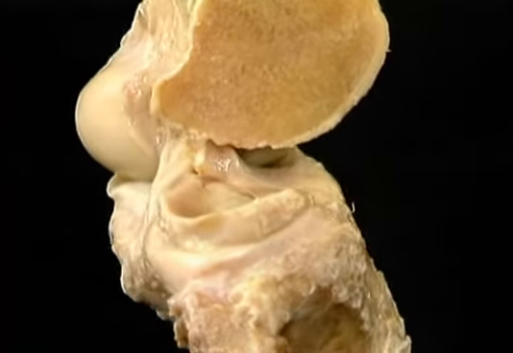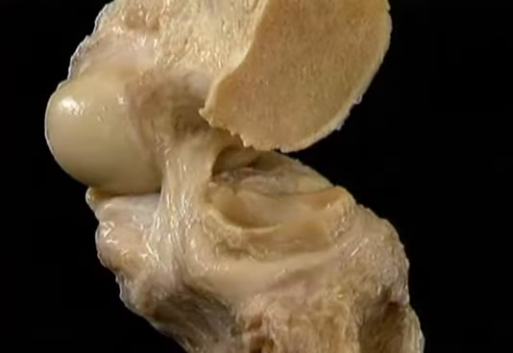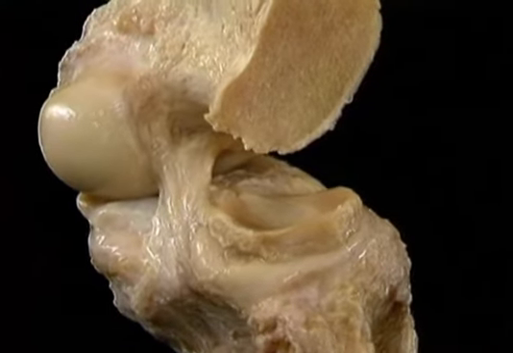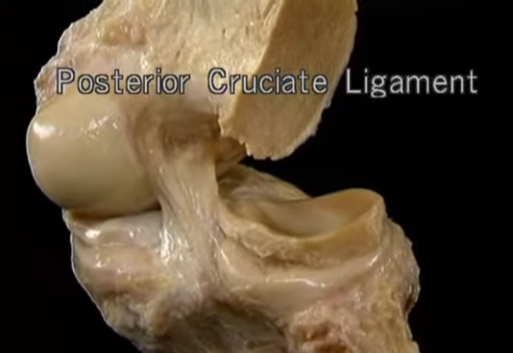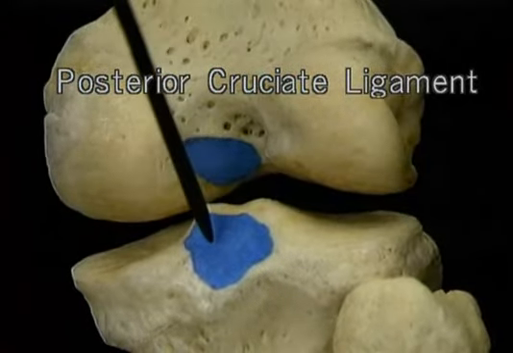Now we'll look at the posterior cruciate ligament. We'll remove the anterior cruciate ligament to see it better. The posterior cruciate ligament goes from here on the femur to here on the back of the tibia.